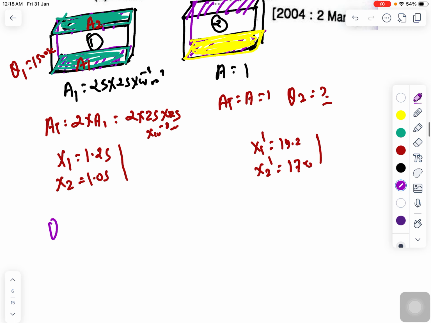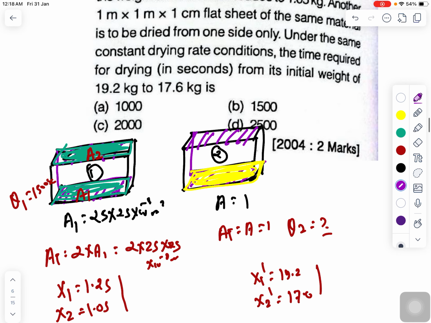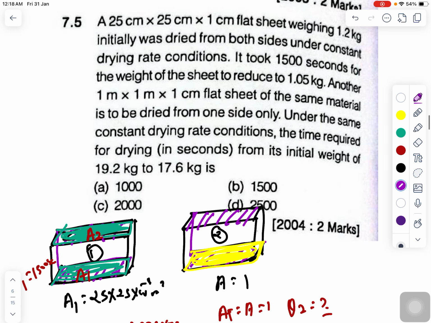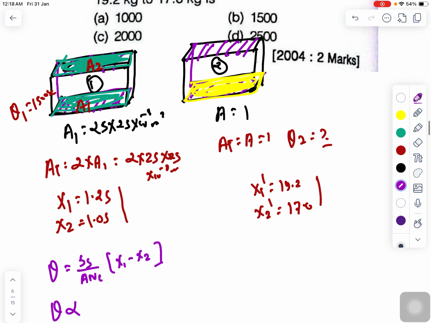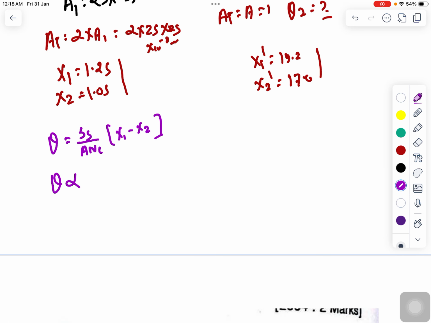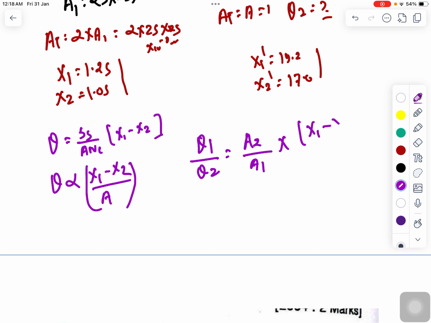Now you can write this formula, theta is equal to Ss by A nc into x1 minus x2. So you can say theta is directly proportional to, in both of these cases, initially Ss by A is there. So earlier the area was different, and in both of these cases the area is different, right? So that is directly proportional to x1 minus x2 divided by area. Is that clear? So I can say theta 1 divided by theta 2 is equal to area 2 divided by area 1 multiplied with x1 minus x2 divided by x1 dash minus x2 dash.